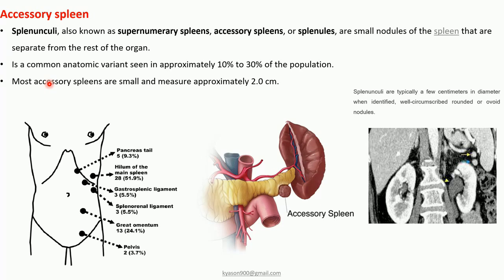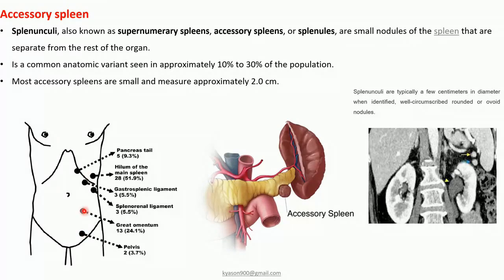It's possible to have multiple splenic tissues outside the normal location of the what? Of the spleen. Okay. We know that the spleen has to be within the left hypochondriac region. It's possible to have small splenic tissues or nodules of the spleen separated from the spleen itself. These can be in different parts of the body. They can be within the pelvic region.